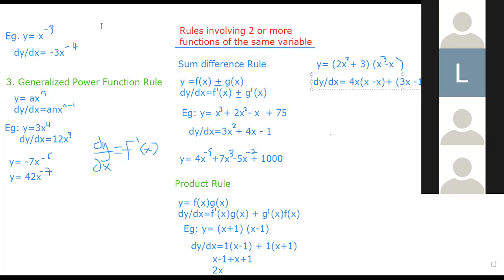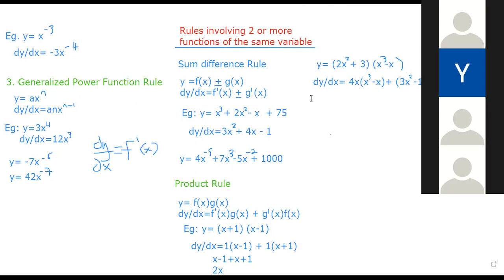Sir, please, when you were differentiating the 3, how do you get them? When you differentiate, 3 is a constant. Thank you. So when you are done, the rest is for you to open your brackets and simplify. That's all.